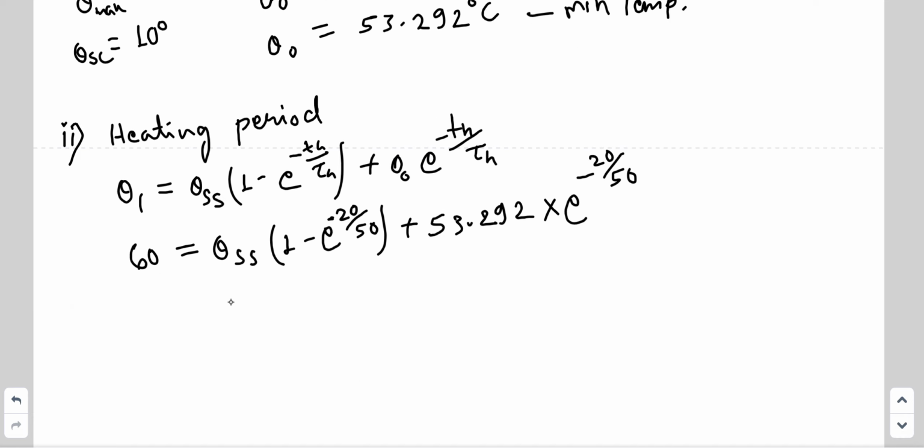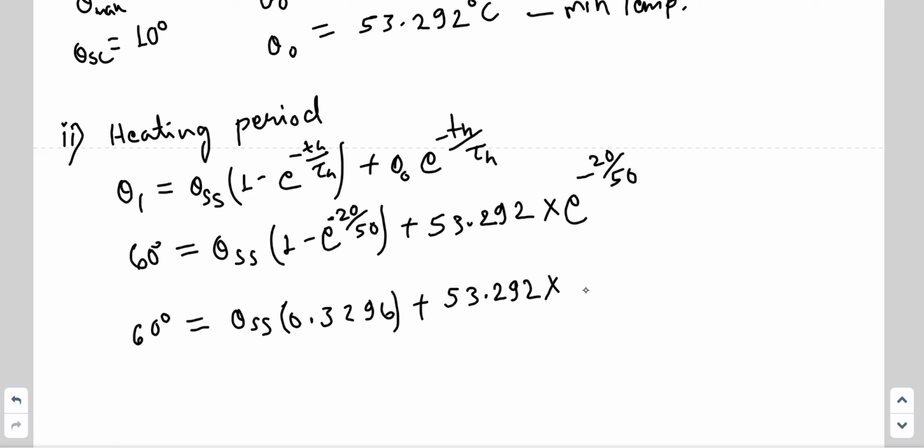Now we will calculate it. So 60 degree is equals to theta SS into, so this value will be 0.3296 plus 53.292 into e power minus 2 by 5. So this value will be 0.67.